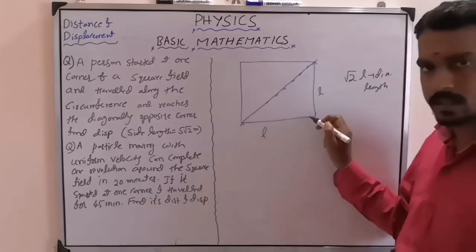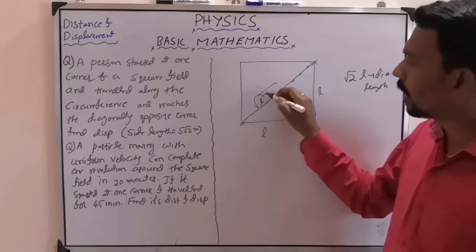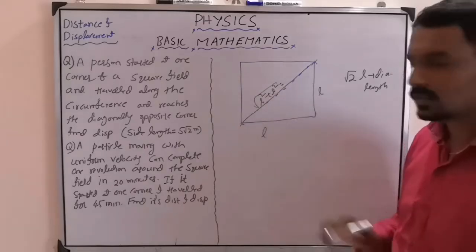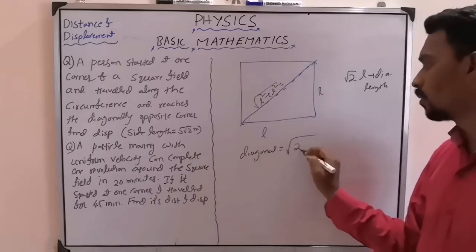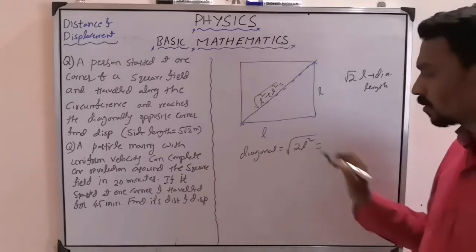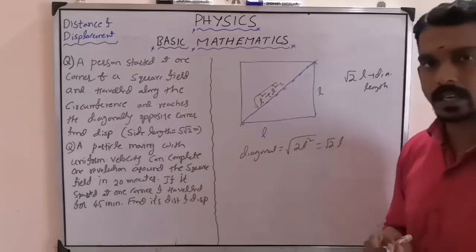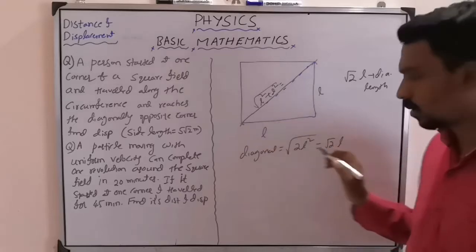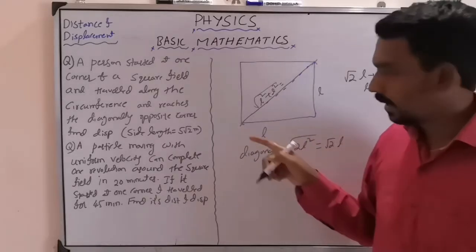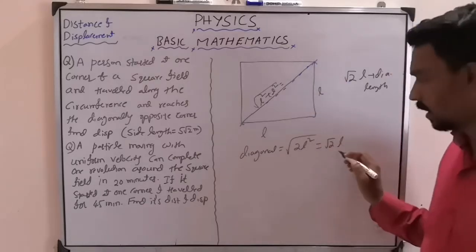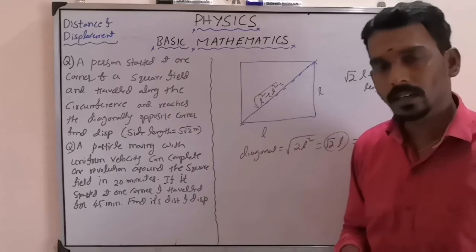Or else, if you don't remember this directly, you take this triangle, this one. What kind of triangle is this? A right angle triangle, base L, height L. So what is the hypotenuse? Diagonal equals root of L square plus L square. How much will it become? Root of 2L square, and root of L square is L. So root 2 times L, because the square root gets cancelled. So what is the diagonal length? Root 2 L. That is nothing but the shortest distance between initial and final position. So this is our displacement. This is nothing but our displacement.